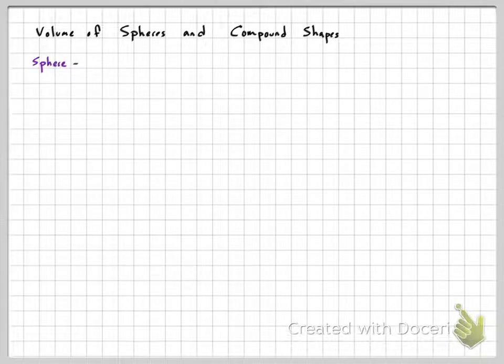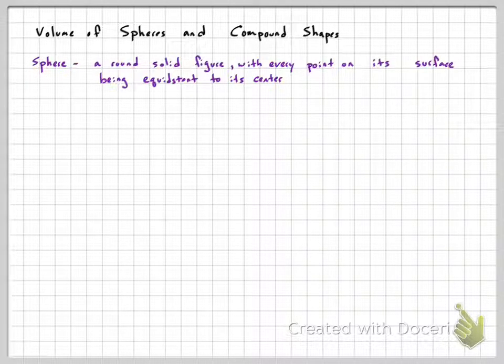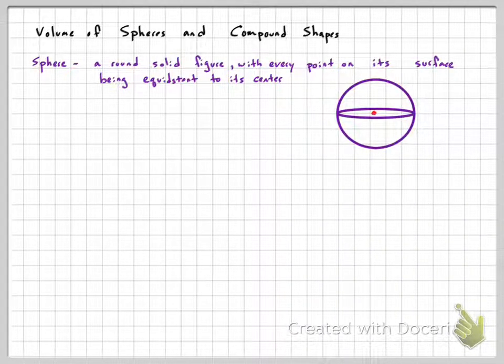So first things first, a sphere is a round solid figure with every point on its surface being equidistant to its center. We know that a circle has a center and every point on the edge of the circle is equidistant to the center, that length being the radius. A sphere is a three-dimensional circle.